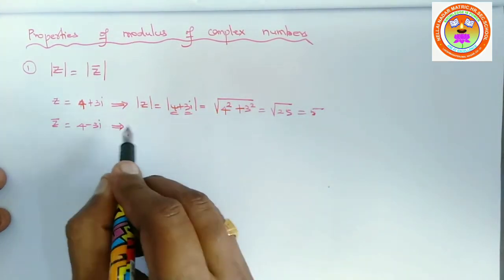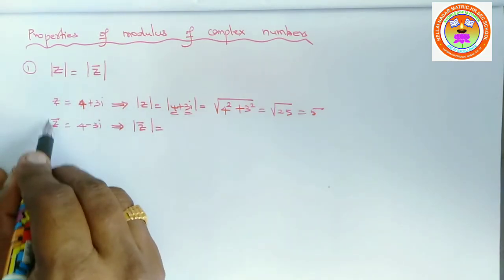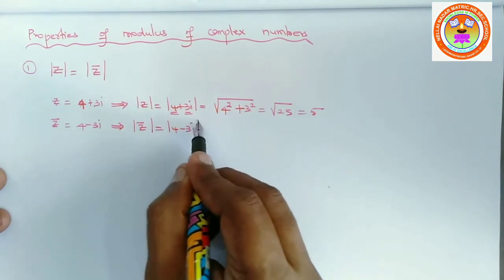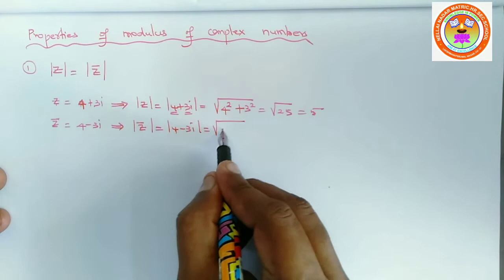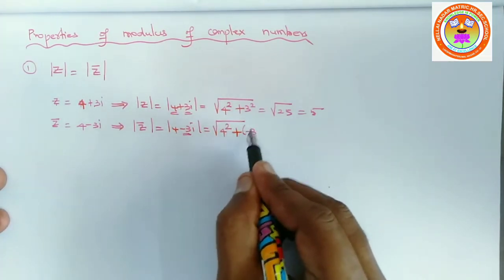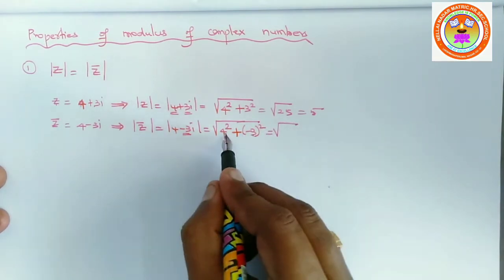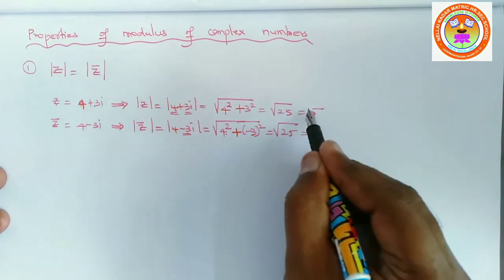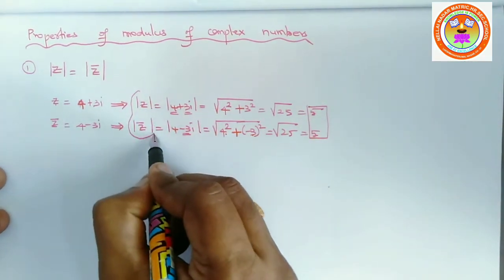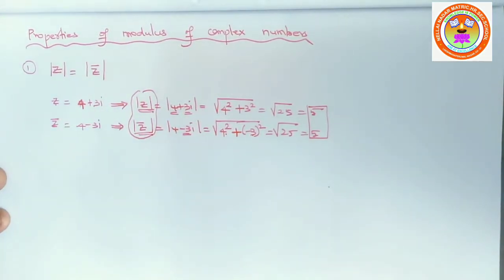The same here, take modulus of z bar. Modulus of z bar is equal to modulus of 4 minus 3i. First you write the real part: 4 square, plus the imaginary part, minus 3 the whole square. So 16 plus 9, 25, and the square root of 25 is 5. So both are the same. What we have learned is that modulus of z is equal to modulus of z bar. This is the first one.